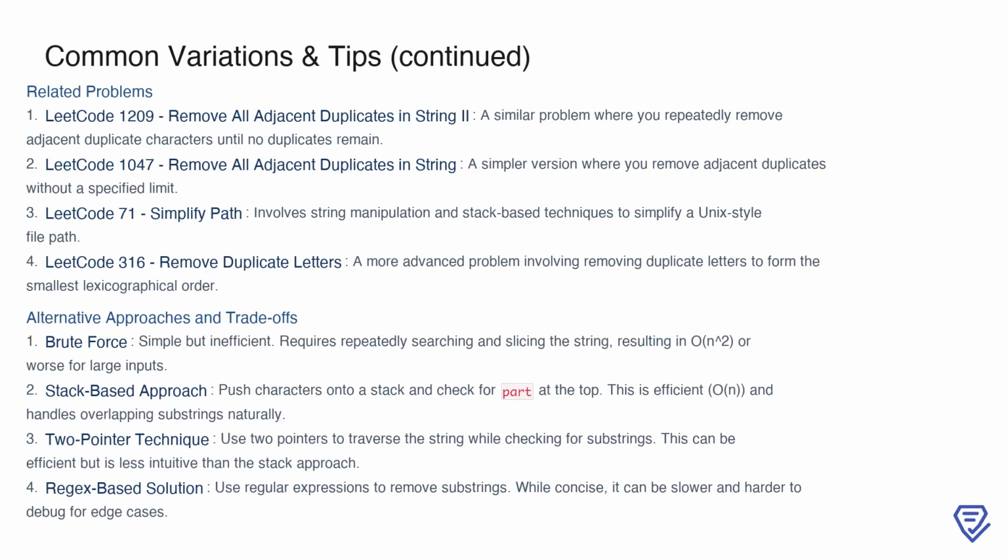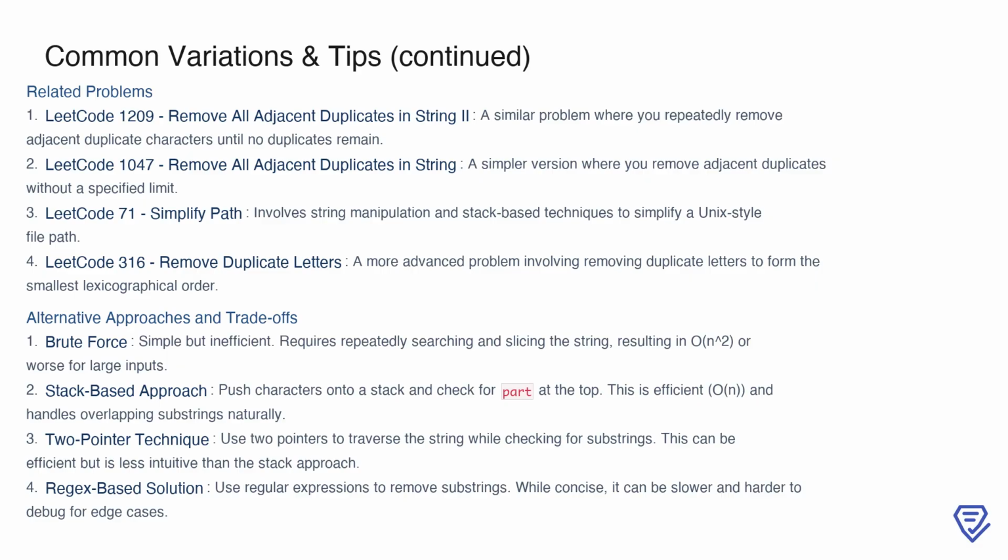This problem is closely related to others on LeetCode that involve string manipulation. For example, in problem 1209, you repeatedly remove adjacent duplicate characters with constraints, while problem 1047 is a simpler variation where you only remove adjacent duplicates. Problem 71, on the other hand, involves simplifying Unix-style file paths using stack-based techniques, and problem 316 challenges you to remove duplicate letters to achieve the smallest lexicographical order, adding another layer of complexity.